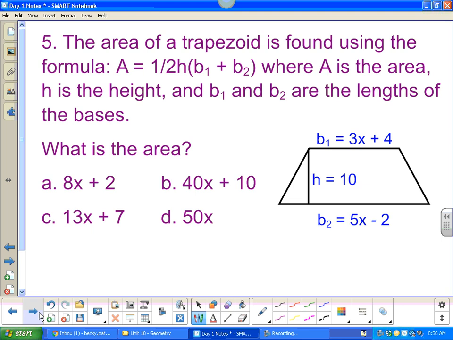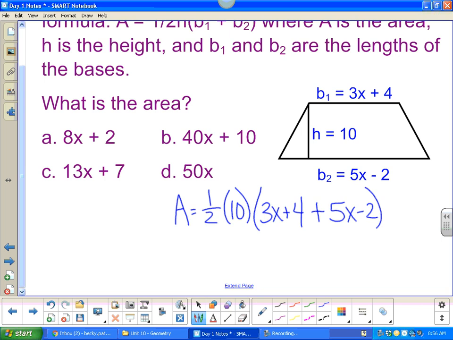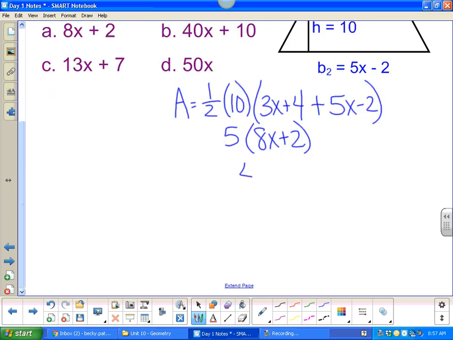Area of a trapezoid is found using that formula. It gave it to me again. There's my trapezoid. It says, what's the area? Okay, here we go. Area equals 1/2 times 10 times base 1 plus base 2. 1/2 times 10 is 5. Add your like terms in here. That gives me 8x plus 2. Distribute your 5. 40x plus 10.